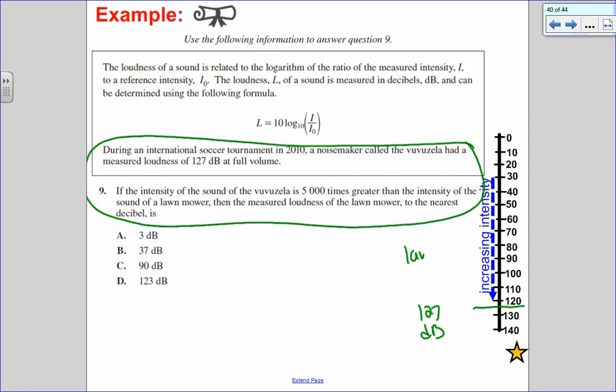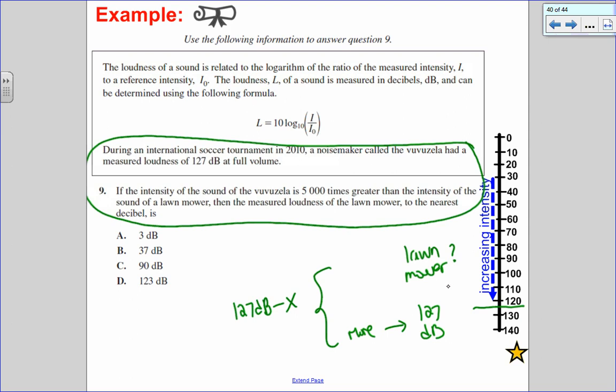Okay, so the lawnmower is down here somewhere. So it's somewhere down here because this one here is more intense. Okay, so I don't know what the lawnmower is, but the difference between them is going to be 127 decibels take away whatever the decibel sound level of a lawnmower is.